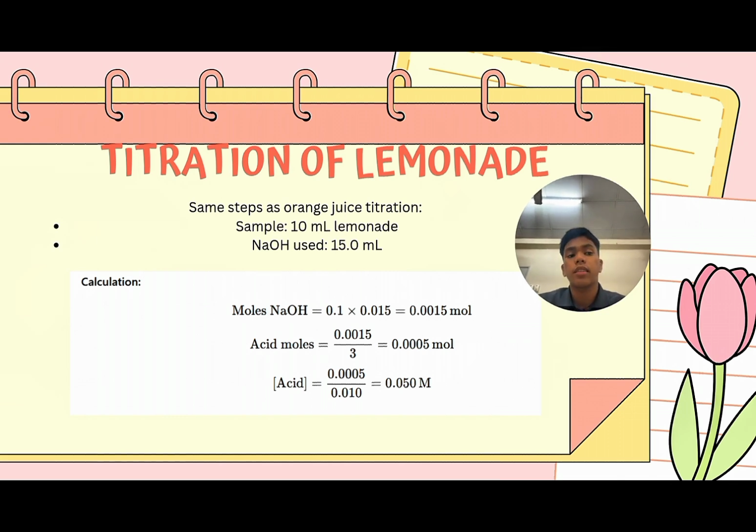For the lemonade titration, the NaOH moles are calculated as 0.1 molar times 0.015 liters, which equals 0.0015 mole. Again, we divide by 3 to get the moles of acid, which is 0.005 mole. And we divide by 0.010 liters to get the concentration, which is 0.050 molar. This tells us that the lemonade sample has a slightly higher acid concentration than orange juice.